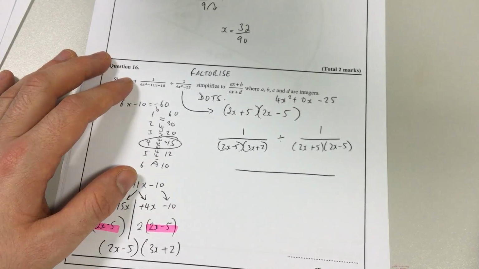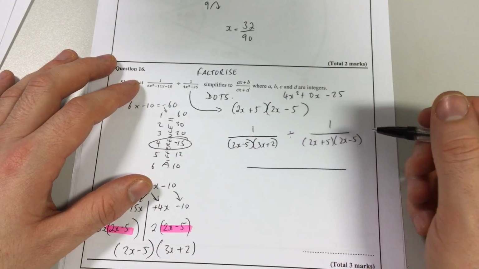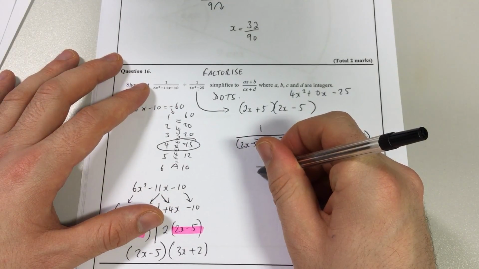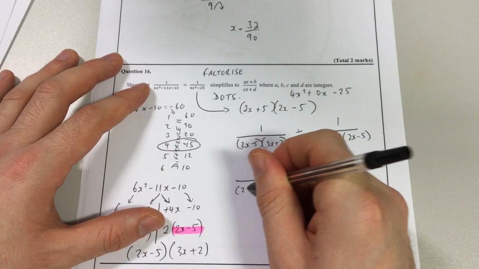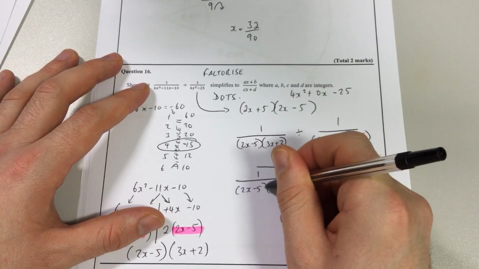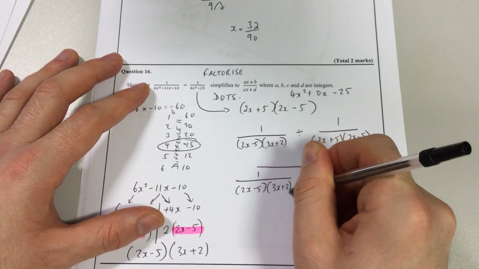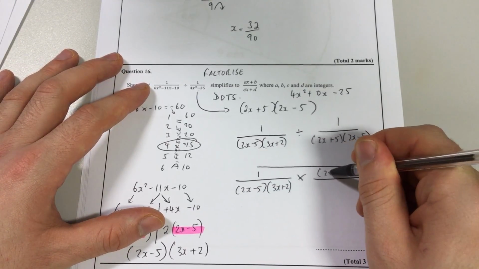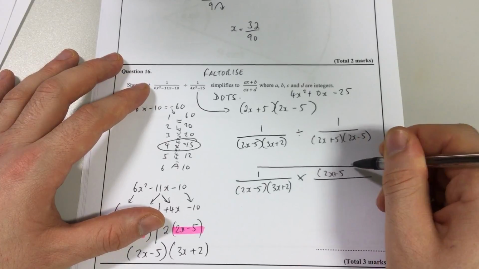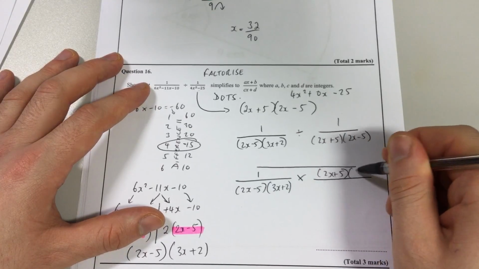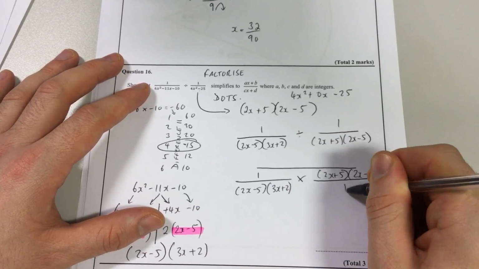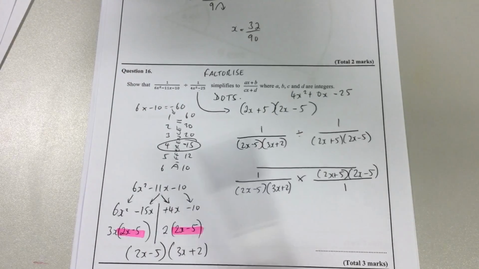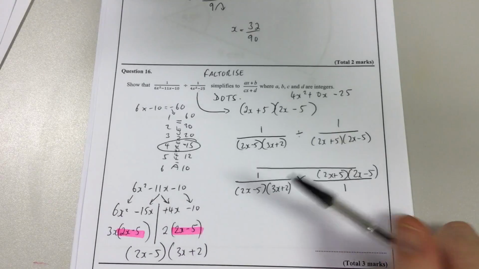And to divide fractions, we don't actually divide a fraction, we're just going to multiply instead. So I'm going to do 1 over 2x minus 5, 3x plus 2, multiplied by, and this is where you flip this fraction, so 2x plus 5, ignore this blooming line, it's in the way, like that.